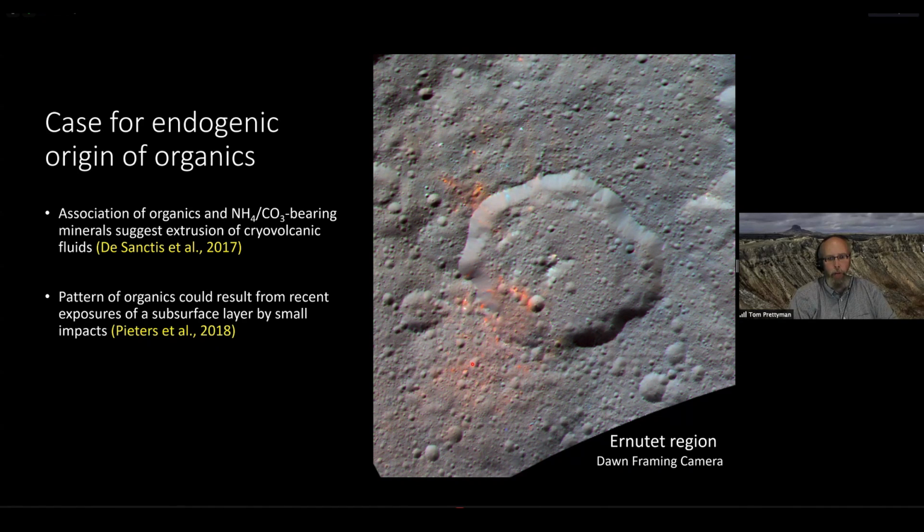With the high-res framing camera data making association with organics and red slope, you can see that the pattern of organics could result from small impacts that are recent. This is work by Pieters et al. And then finally, the kind of linchpin here is that it's just very inefficient to deliver organics by impact. So they very well might be endogenic.